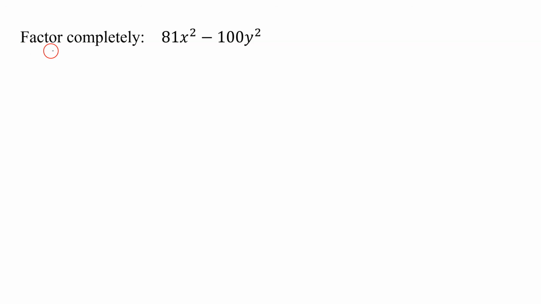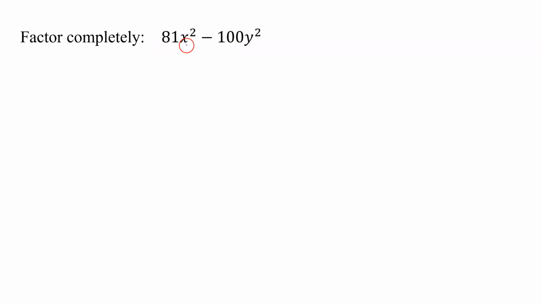In this example, I need to factor completely 81x squared minus 100y squared. The first thing we do with every factoring problem is look for greatest common factor. Do these two terms have anything in common? Well, looking at the numbers, I have an 81 and 100. 81 is 9 squared, 100 is 10 squared, so there's no common numerical factor.